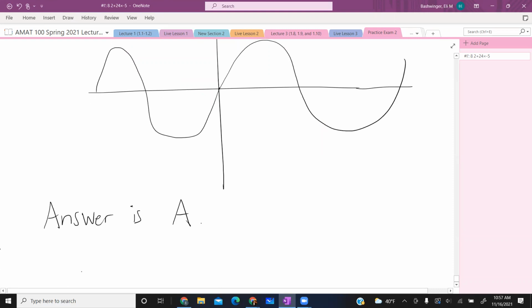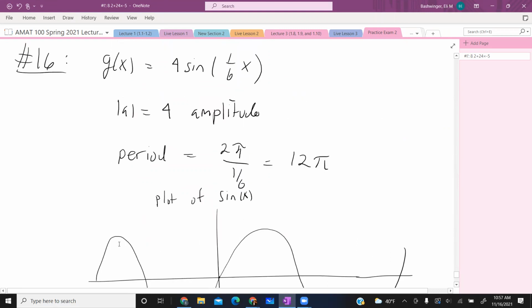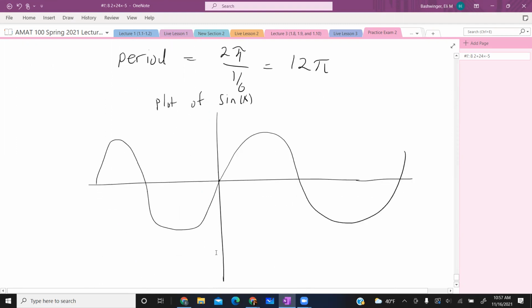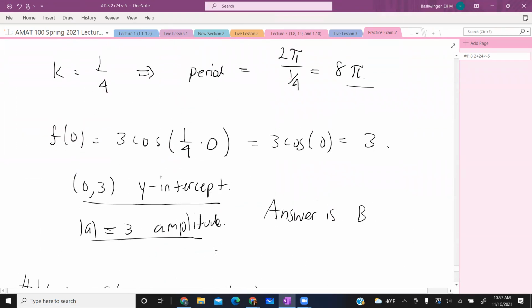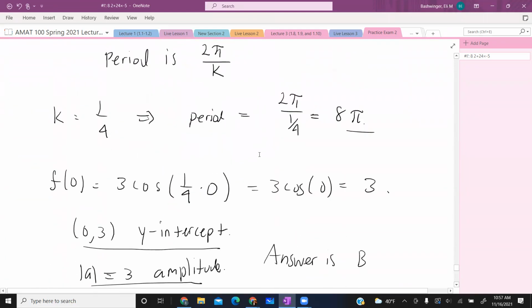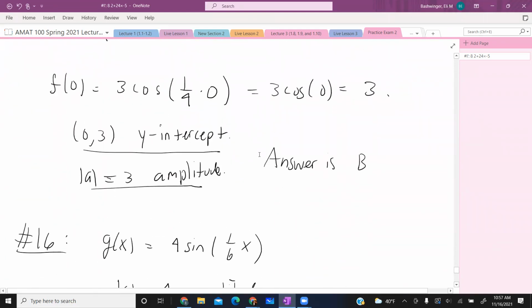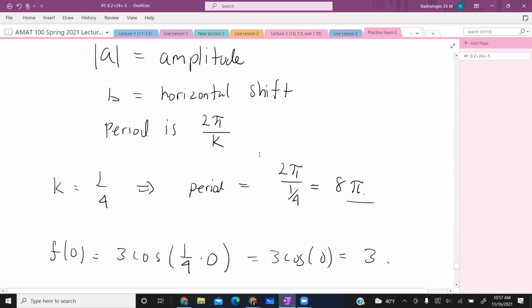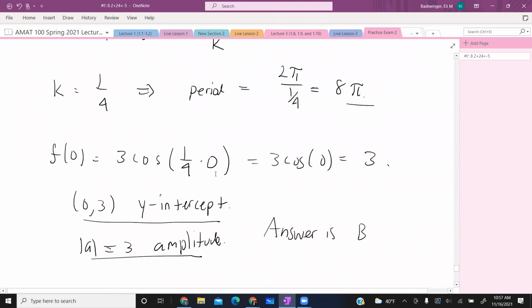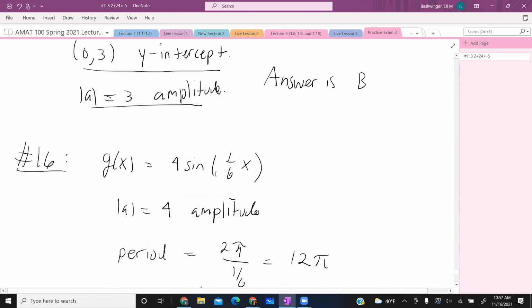Is A. So for this one, we needed the amplitude, the period, and then just to remember the general plot of the sine function. For 15, we didn't need to really remember the general plot of cosine, but it wouldn't hurt to know that. So definitely know the general plots of the cosine, the sine, and even the tangent function. So for 15, we just needed the period, amplitude, and then just to find the y-intercept, and that helped us rule out all the options but one.